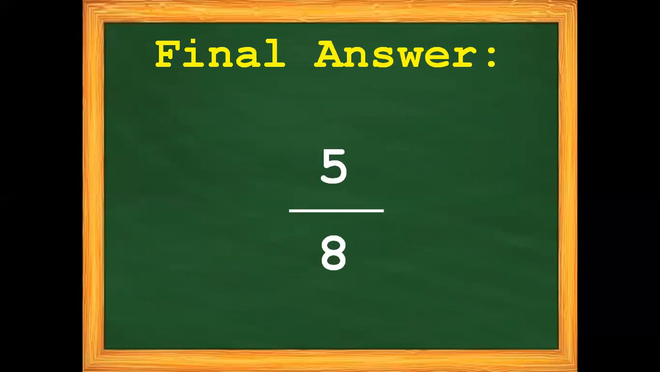So we do not proceed with step number 5, which is write the answer in lowest terms, because 5/8 is already in lowest terms. Remember, the prime factors of 5 are only 5, while the prime factors of 8 are 2 times 2 times 2. Since their common factor, or GCF, is 1, we do not proceed with writing the answer in lowest terms because 5/8 is already in its lowest terms.